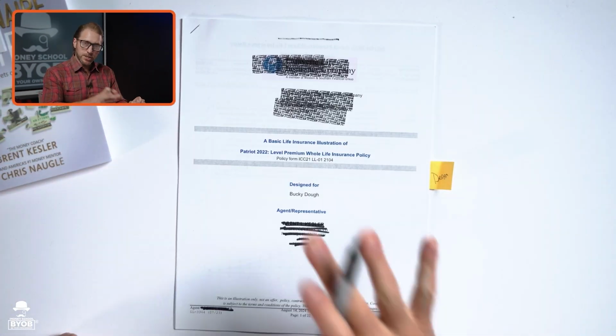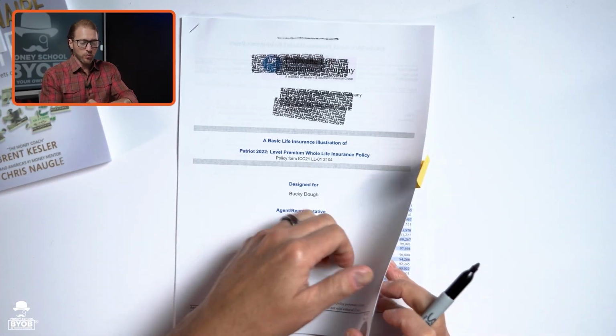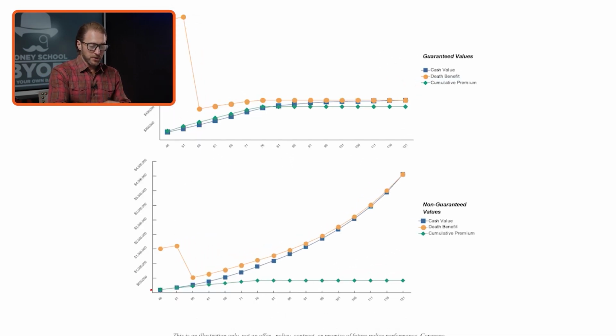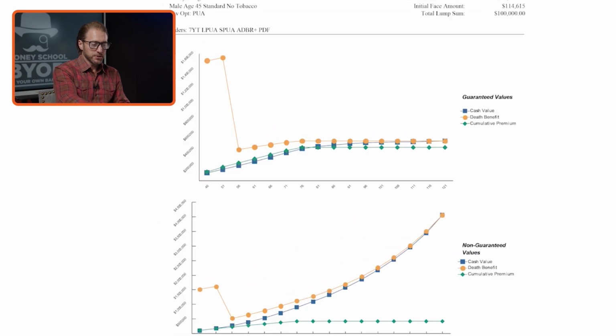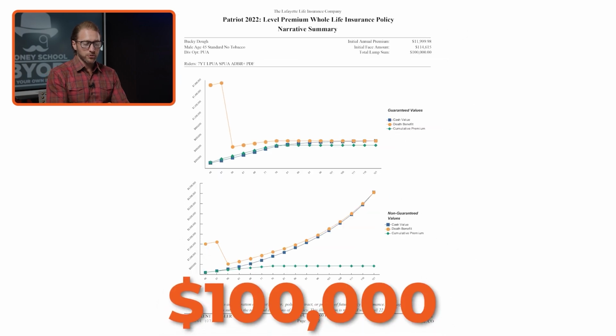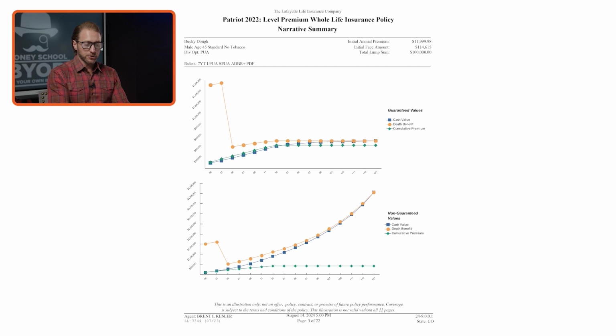So let's move on to the illustration here really quick. Now, because I already ran you through this illustration once, we're going to go through it quickly. Here, because of the dump-in, you can see a huge difference in the beginning on both guaranteed and non-guaranteed, and that is because you dumped in $100,000, which increased the death benefit substantially, guaranteed and non-guaranteed, but it also bumps the cash value up right out of the hole.